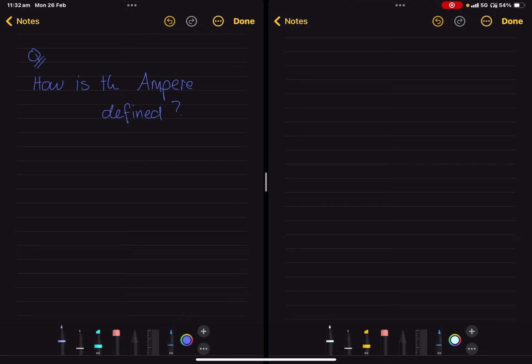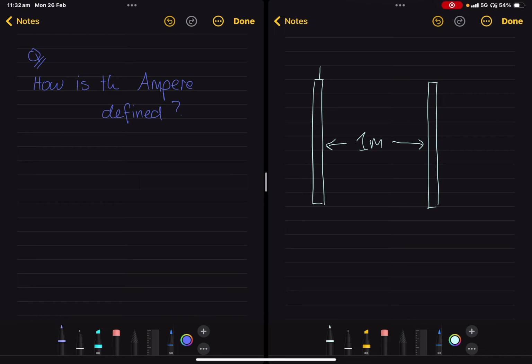The constant current, which if maintained in two straight parallel conductors of infinite length, of negligible circular cross-section, and placed 1 meter apart in vacuum, would produce between these conductors a force equal to 2 times 10 to the minus 7 newtons per meter of length. Okay, so two long conductors which are parallel, 1 meter apart, and the ampere is defined as the unit of current running through which would produce a force on the other one per unit length of 2 times 10 to the minus 7 newtons per meter.